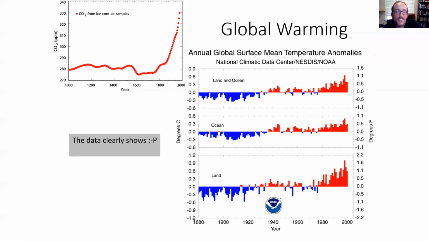Annual global surface mean temperature anomalies. Annual, yearly, global surface average temperature anomalies. So deviations from an average. What's the average? Again, I should have put it on here, but the average is again that 1961 to 1990 30-year floating average, right? On the left-hand side, degrees Celsius. On the right-hand side, degrees Fahrenheit, and three separate plots: land and ocean, ocean, land.